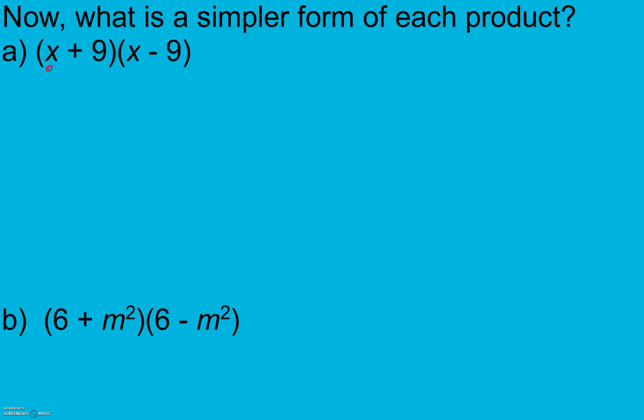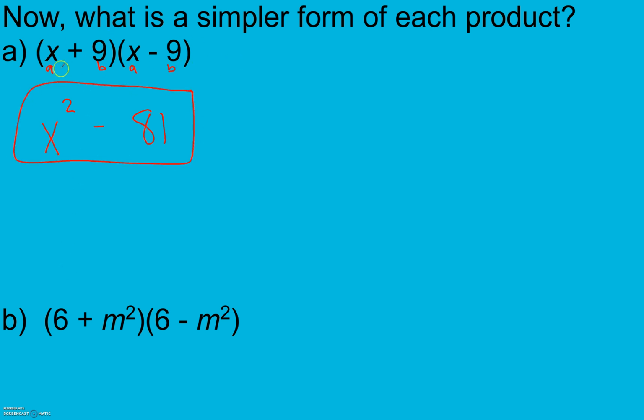Here, since my a's are both x's, my b's are both 9, and I'm adding and subtracting, I can use my shortcut. I can take my first squared, my last squared, and subtract the two. I'm going to get x squared minus 81.